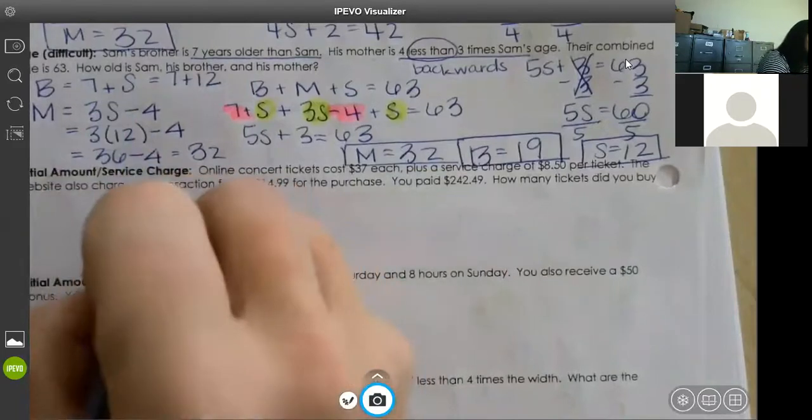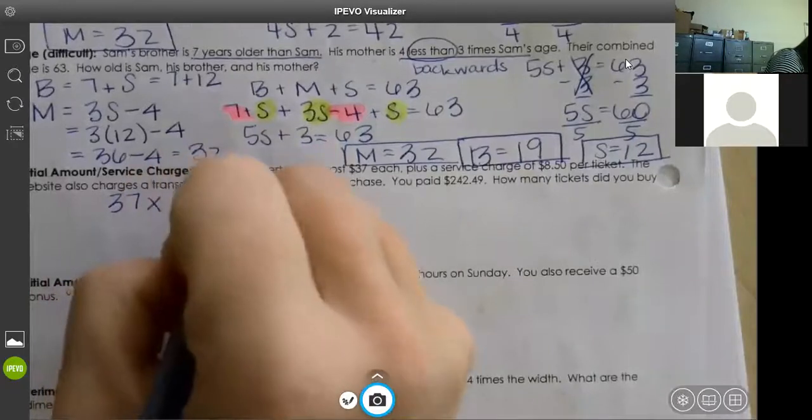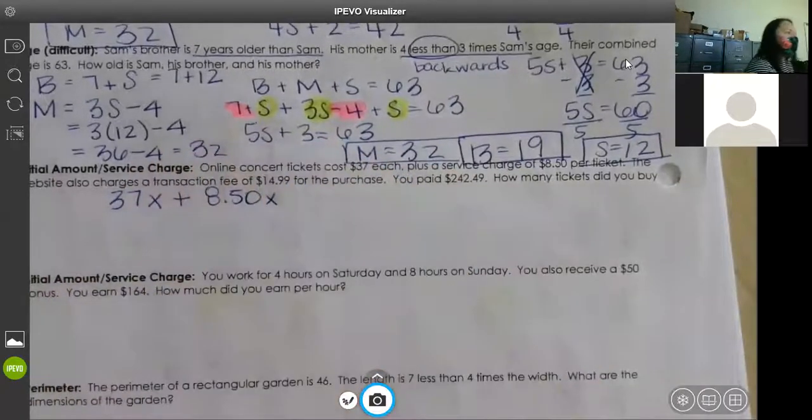Plus, each ticket has a service charge of $8.50. So then each of you would also pay $8.50. So how do I figure out that amount? The same exact thing, right? Yeah. $8.50 times X.